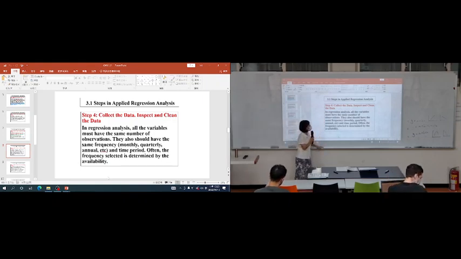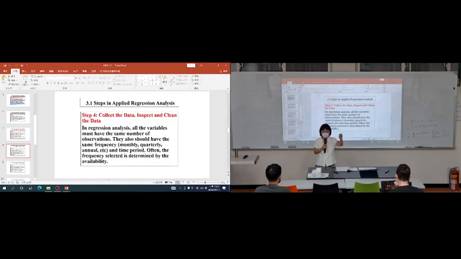About this data, in regression analysis, all the variables must have the same number of observations. I mean, X and Y. I have X variables and Y variables, right? All of the X and Y variables should have the same observations. What does that mean? That means there's no missing data in any variable. Without the complete, same observations for all the variables, you are not able to run the regression, right?